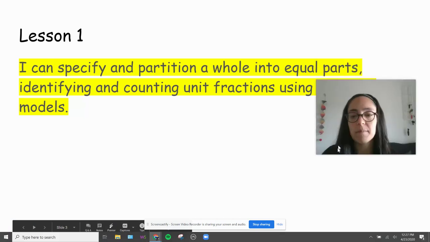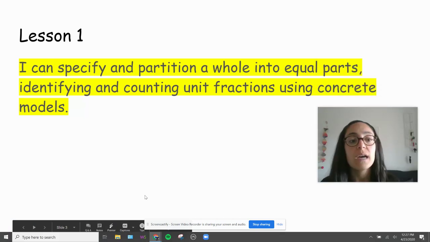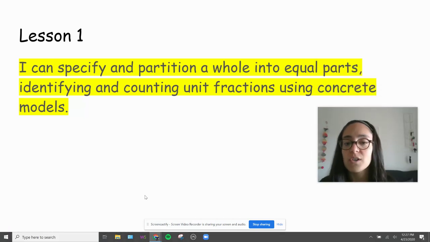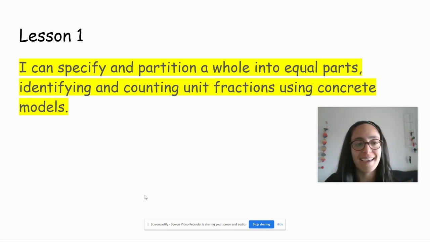And your job today will be to specify and partition a whole into equal parts and identify and count unit fractions using concrete models. That's a lot to take in, so we're going to dig into it together today.